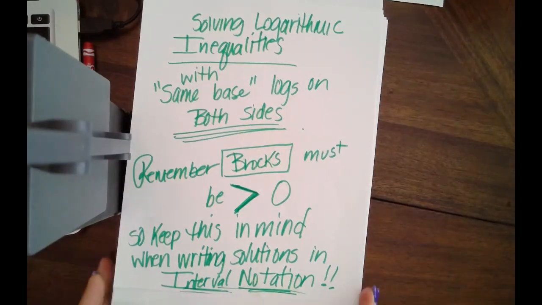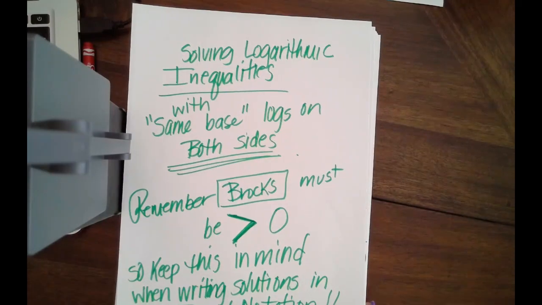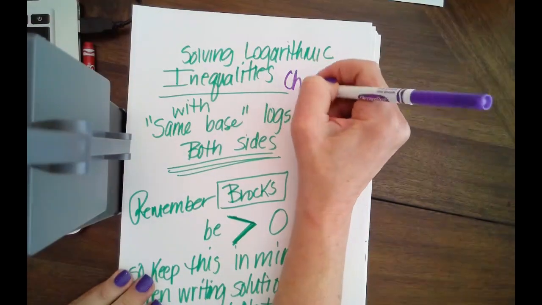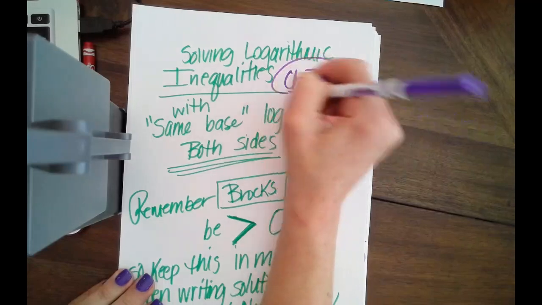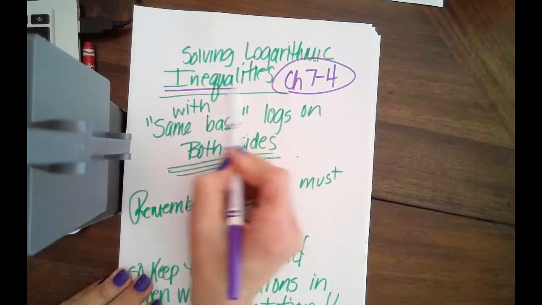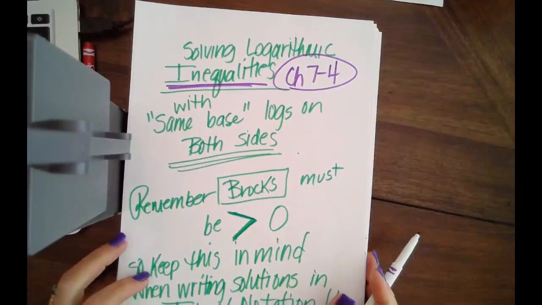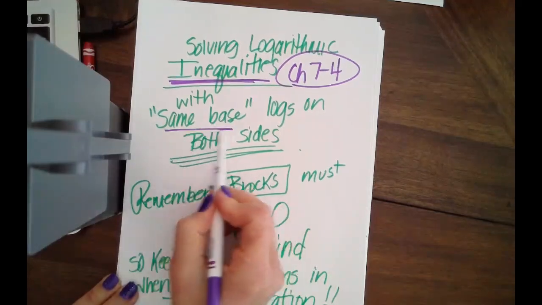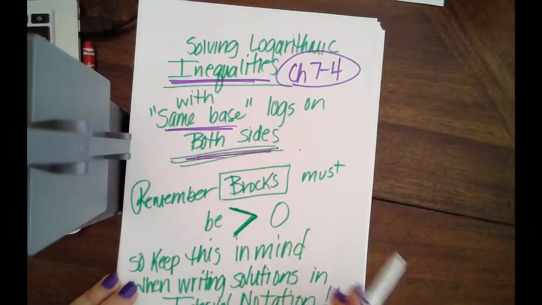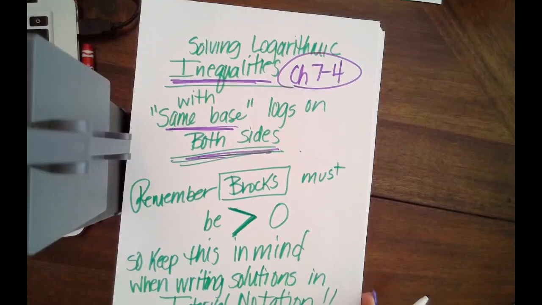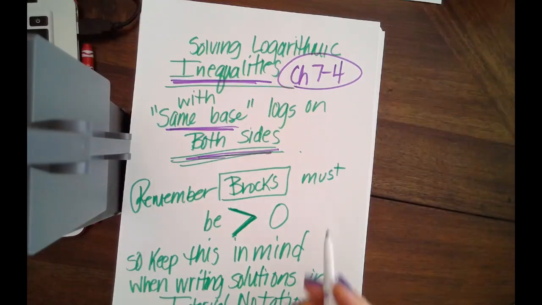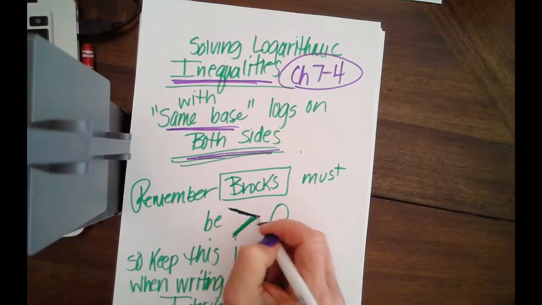Okay, next skill, same chapter, right? Chapter 7.4. Now we're moving on from equations and we're going to start solving inequalities, with same base logs on both sides. But instead of an equal sign, you're going to have an inequality. Remember, your blocks must be greater than 0.